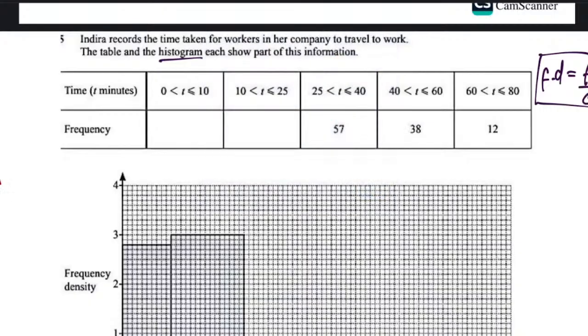So we're going to say frequency density is going to be... here we don't know the frequency because it's clearly the one we're looking for. So it's going to be equal to the frequency divided by the class width, 10 minus 0. So divided by 10.